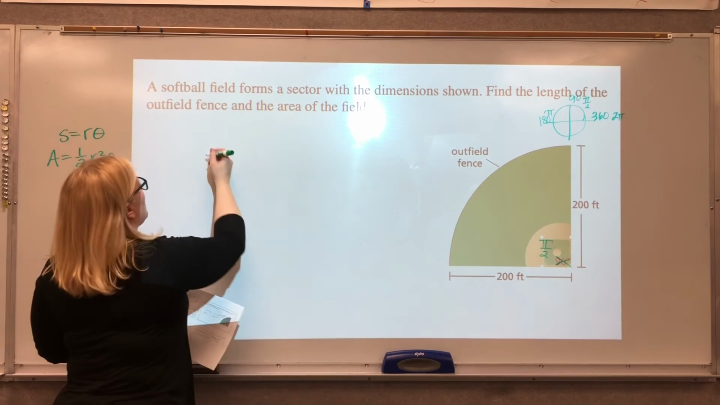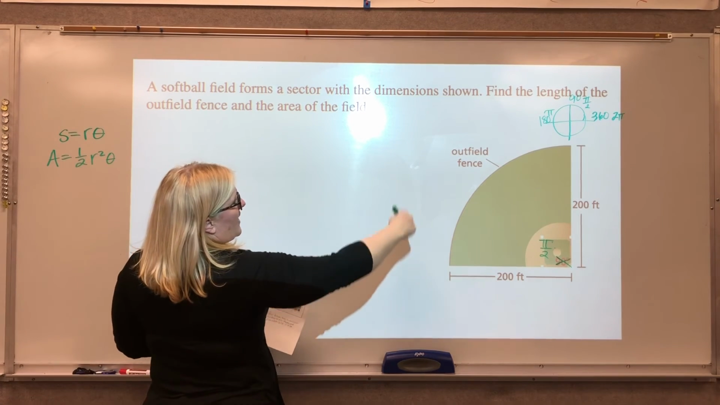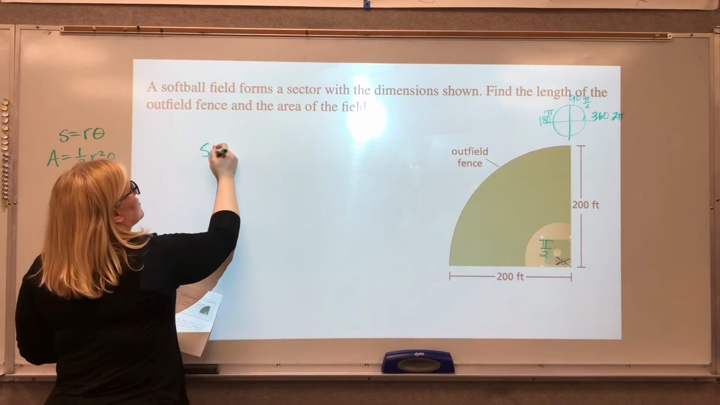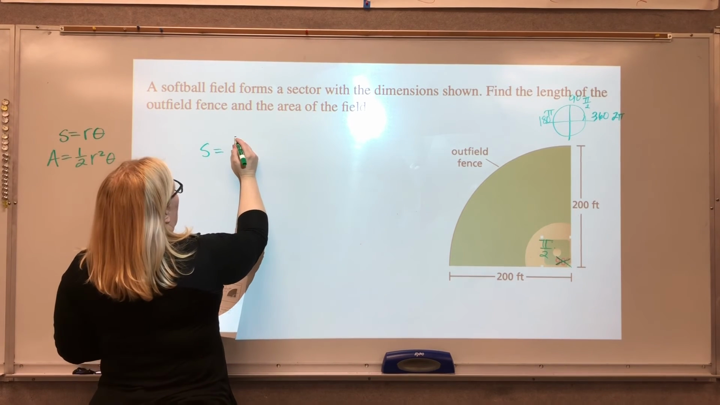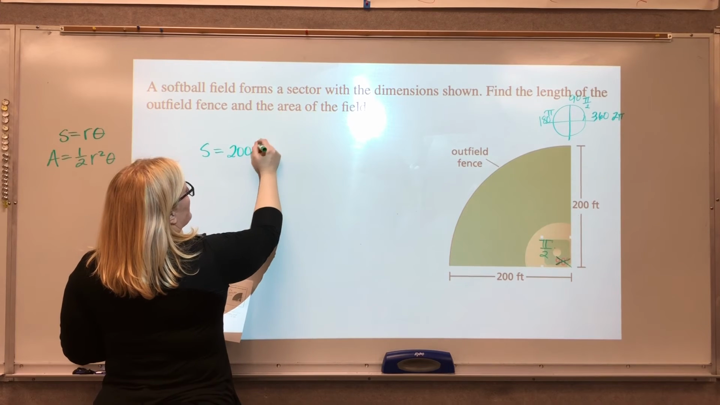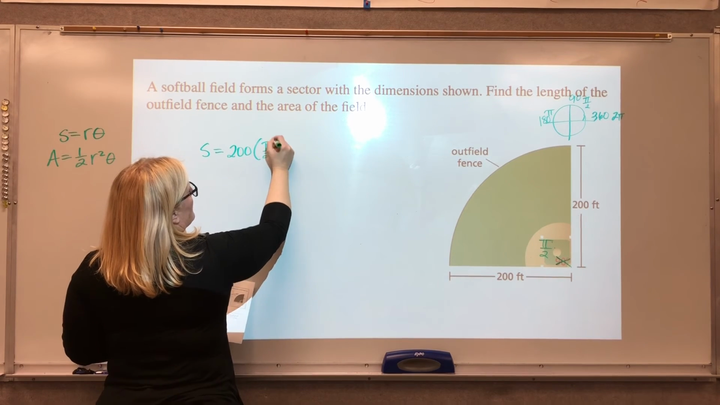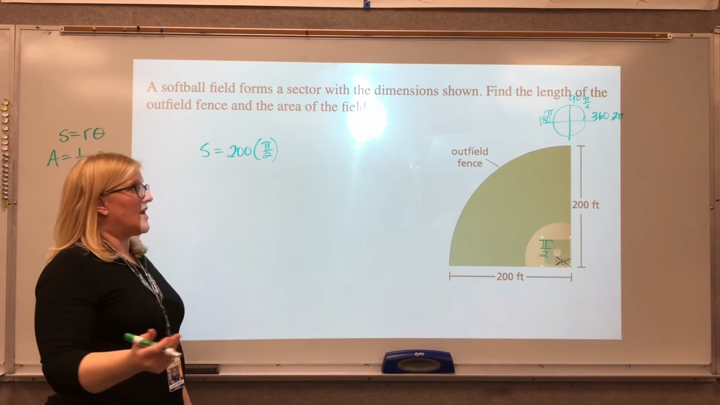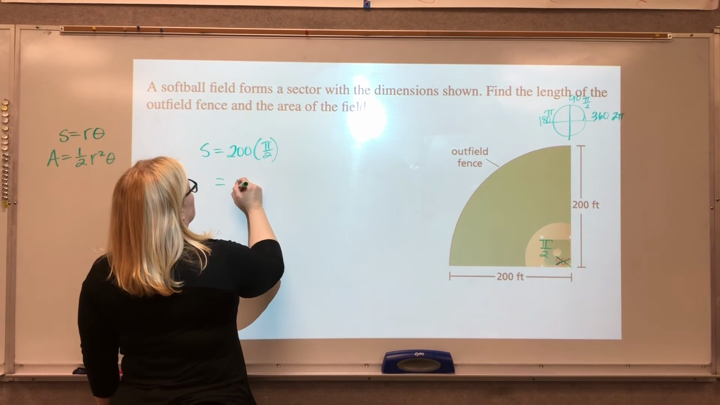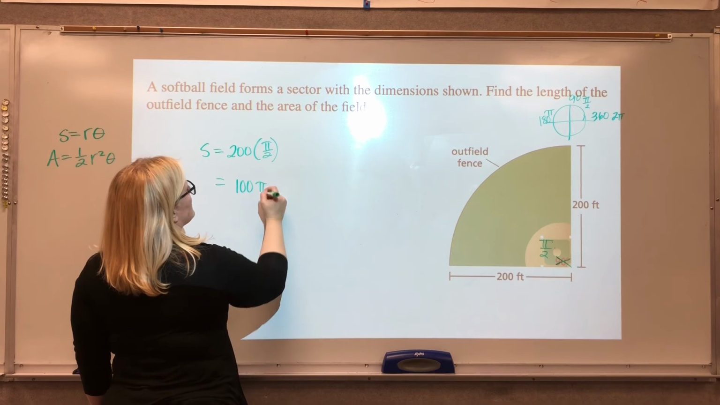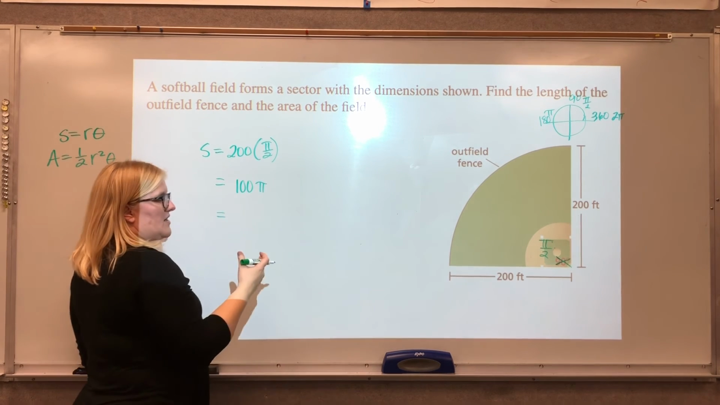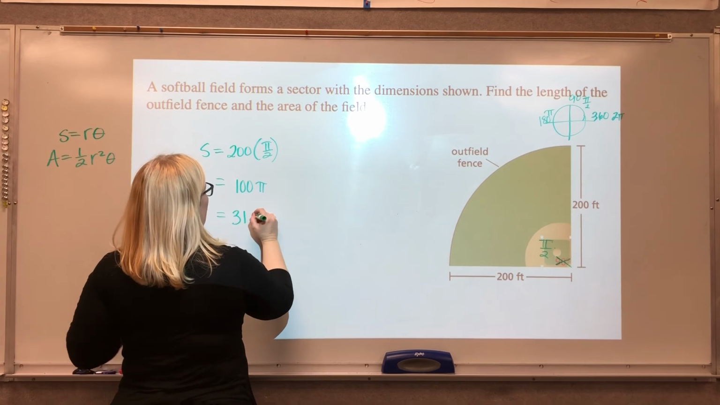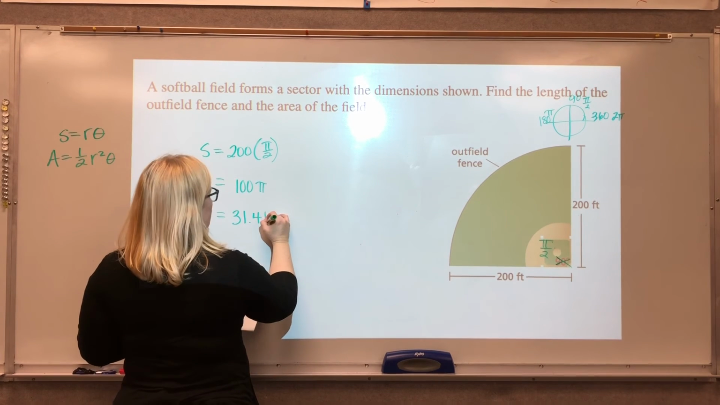So the arc length is going to be the radius times theta, which in this case is pi over 2 because I had to put it in radians. This gives me 100 pi. And since this is a story problem, I'm not going to leave it in pi. So this is 31.416 feet.